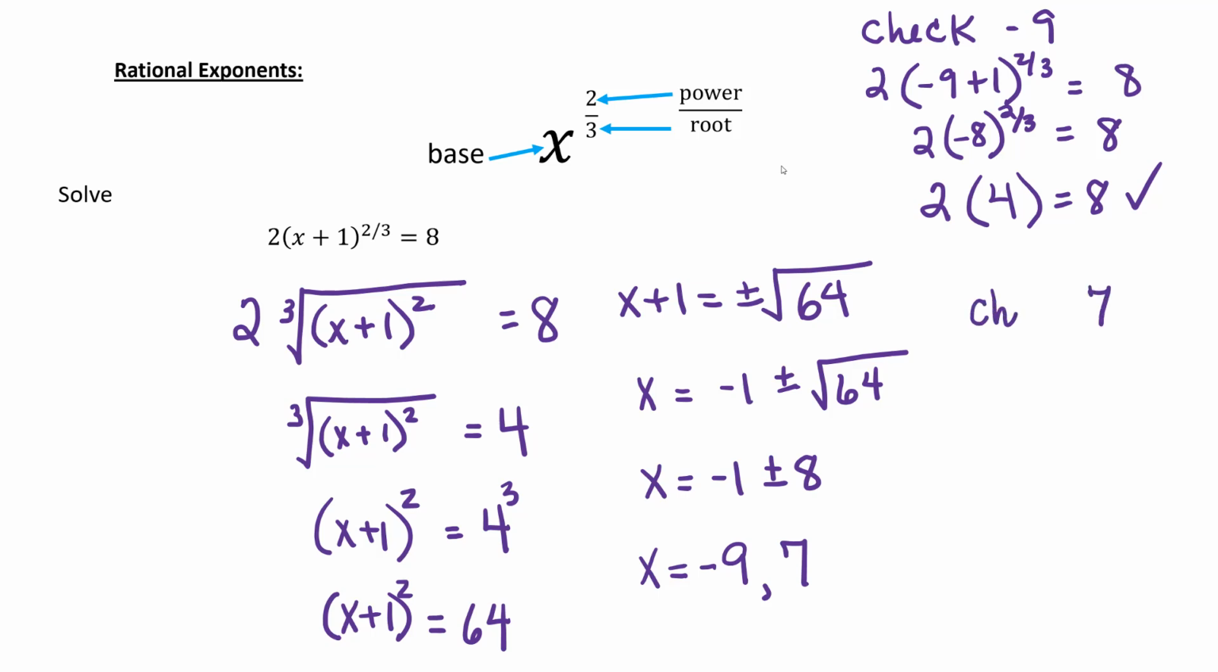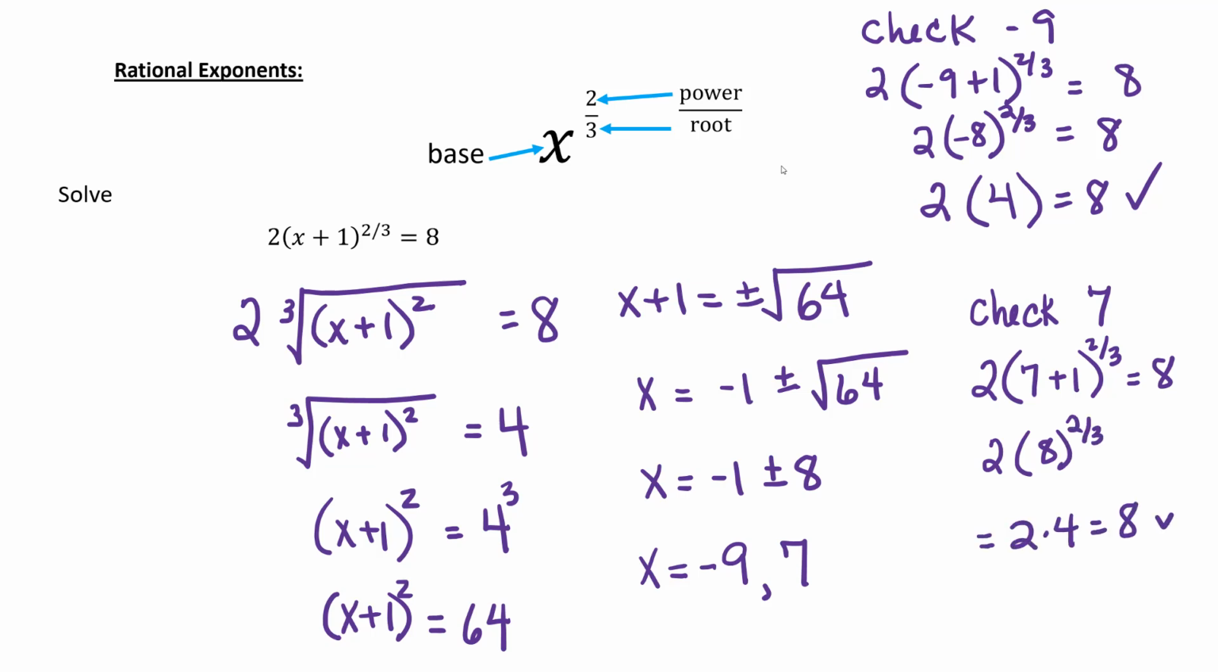And then if you check 7, you're going to put that in. You got 2 times 7 plus 1 to the 2/3 power equals 8. So 2 times 8 to the 2/3 power is 2 times 4, and that is also 8. So it works both ways, because when you take the cube root of negative 8 or the cube root of 8, and then you square it, you're going to get a positive value. So both of those solutions actually do work in the original equation, and so that would be your solution set.